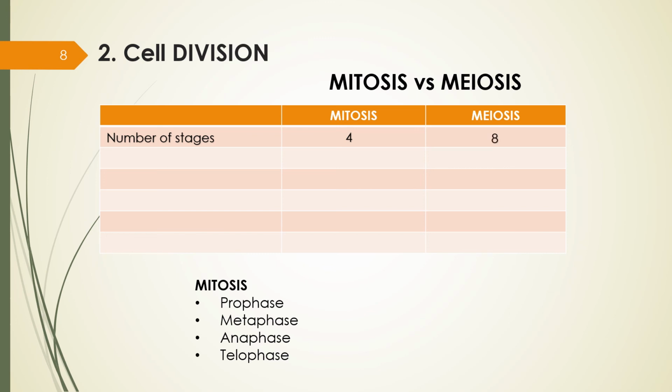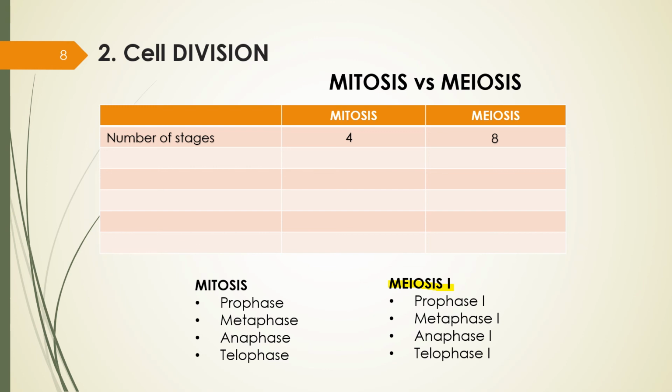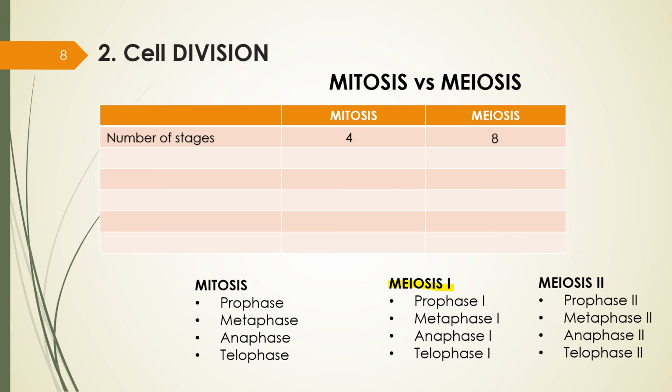For meiosis, how many do I have? 8. Why 8? Because I have 2 meioses, as if I had, for example, mitosis 2 times. So I have meiosis 1 with prophase 1, metaphase 1, anaphase 1, and telophase 1. But it's not over. What do I have next? Meiosis 2. What do I have in meiosis 2? Prophase 2, metaphase 2, anaphase 2, and telophase 2. So I have 8. I have double.